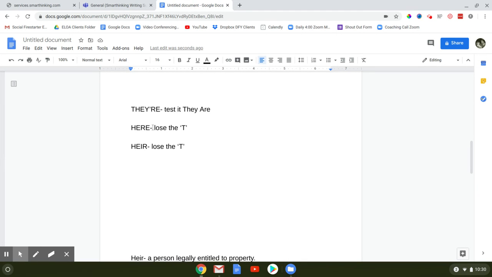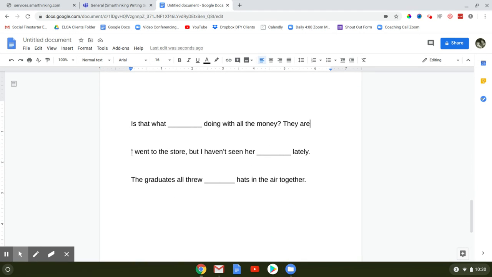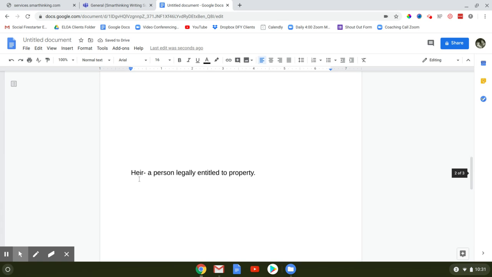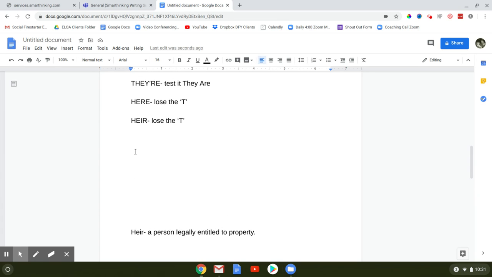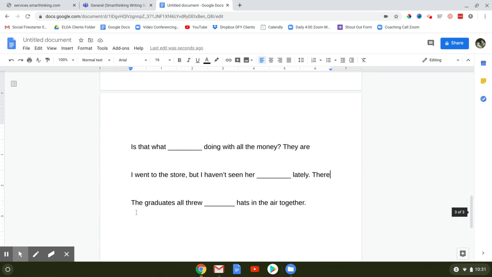Lose the T for here. What can we replace with here? I went to the store, but I haven't seen her here lately. That works, right? That's a location. So that means we can use there because it's a location one. And then what's the last one? Air. Lose the T in air, meaning it belongs to someone. The graduates all threw their hats in the air together. Are we talking about something that belongs to them? Yes, we are. Their hats. So the hats belong to them. They're the heir of the hats. So we can say their.